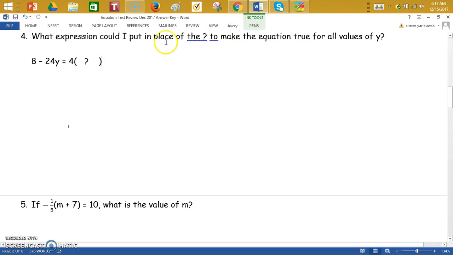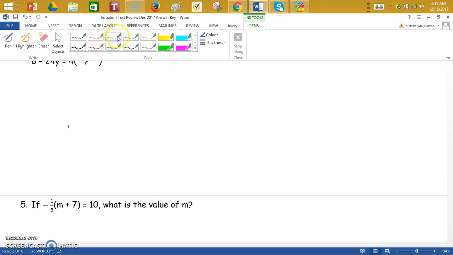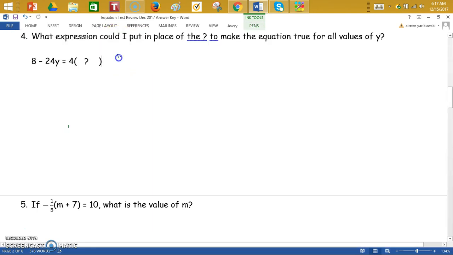What we're going to do here is undo the distributive property. It's really just asking you to factor what's here on this side. So if I know I need to pull a 4 out in front of my parentheses, what I really need to do is divide 8 by 4 and divide 24 by 4 because I want to pull a 4 out in front.